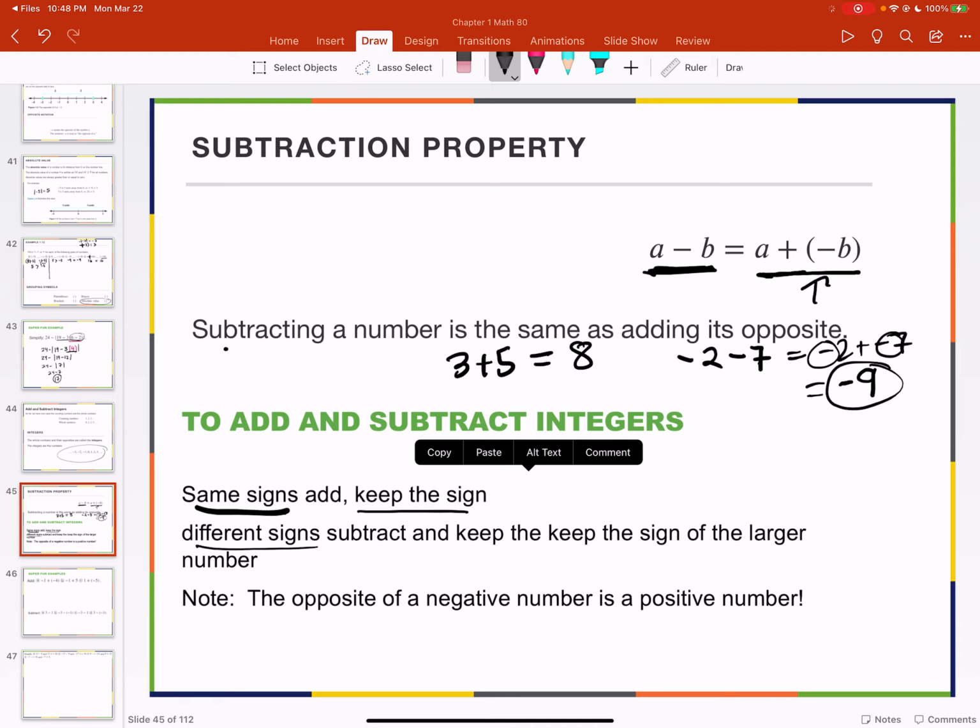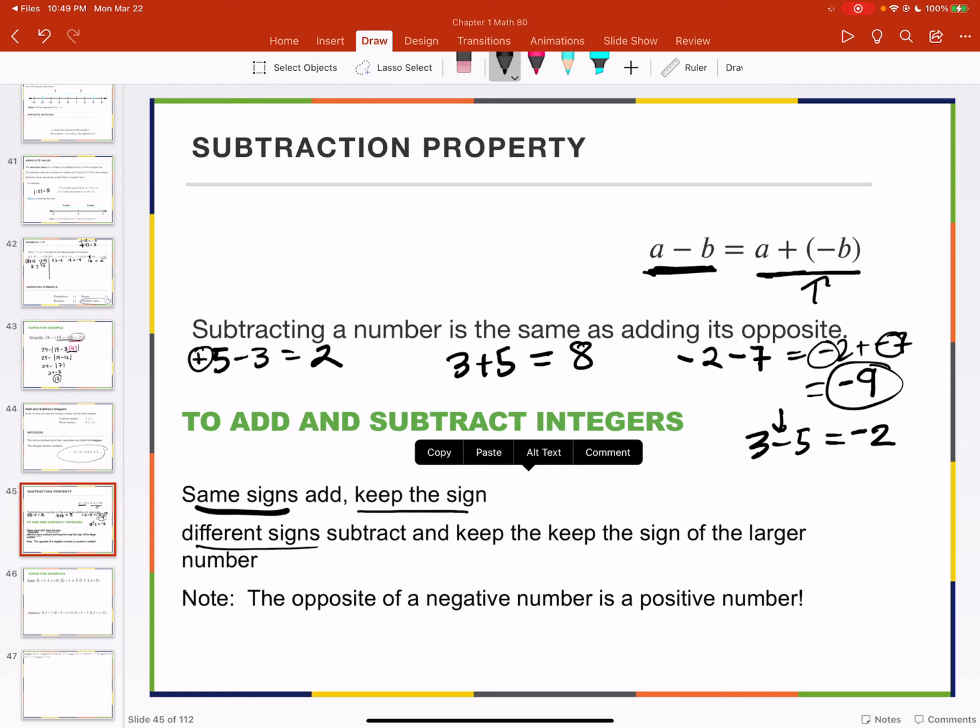So let's say you have 5 minus 3. Subtract them. It's 2. Keep the sign of the larger number, so that's positive, so it's +2. But if you have 3 minus 5, the difference between 3 and 5 is 2, but you subtract the smaller from the larger and keep the sign of the larger. Since 5 is the larger number, it's -2, okay?